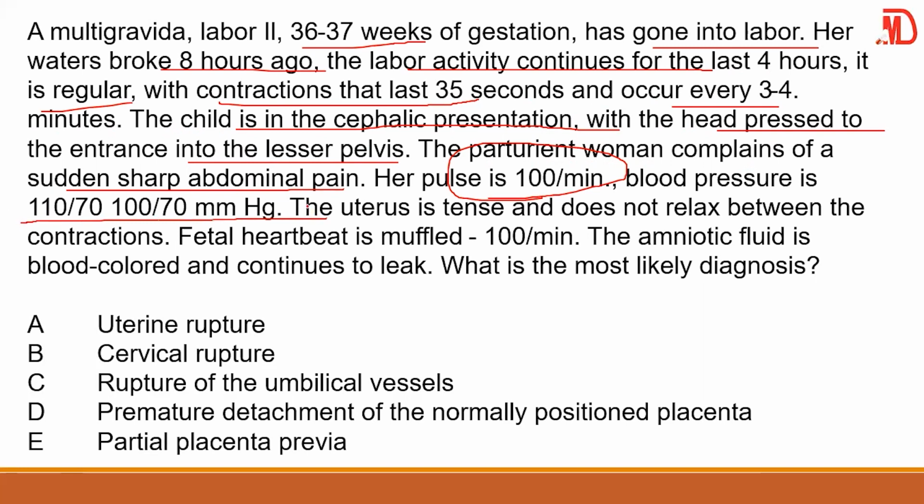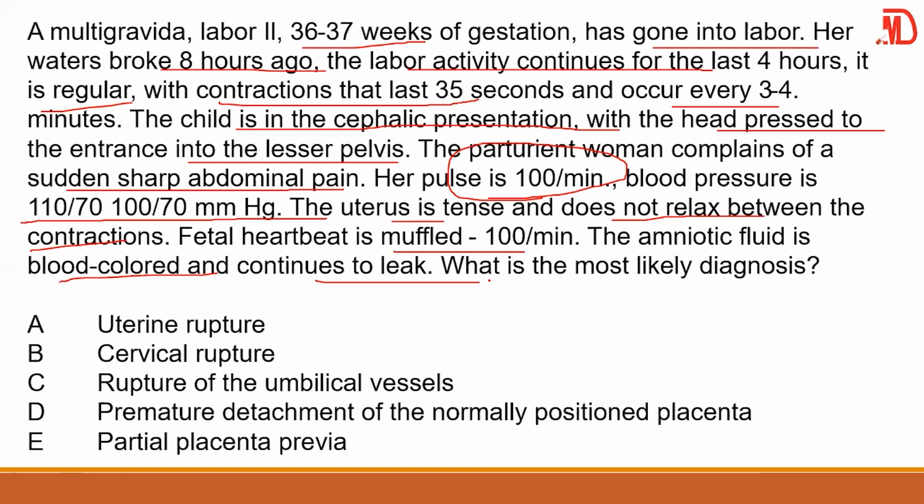I think blood pressure has moved from 110 to 72, 100 to 70. The uterus is tense and does not relax between the contractions. Fetal heartbeat is muffled, 100 per minute. The amniotic fluid is blood-colored and continues to leak. What is the most likely diagnosis?